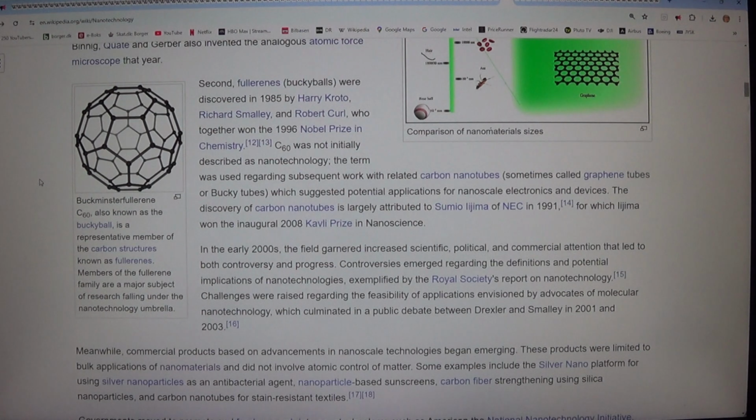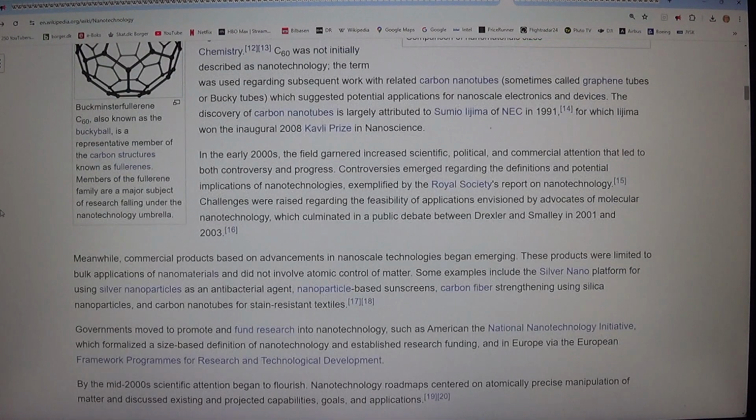C60 was not initially described as nanotechnology. The term was used regarding subsequent work with related carbon nanotubes, sometimes called graphene tubes or bucky tubes, which suggested potential applications for nanoscale electronics and devices. The discovery of carbon nanotubes is largely attributed to Sumio Iijima of NEC in 1991, for which Iijima won the inaugural 2008 Kavli Prize in Nanoscience.